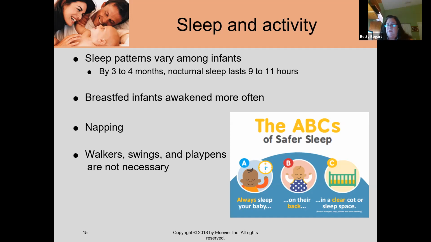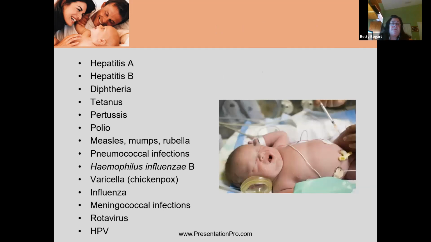Children do take naps, and this is controversial for students, even for me. Walker swings and playpens are not necessary, but I think we've all used them. I think we've all put them in the swing when they're fussy, just to give a motion for comforting. But according to the book, they don't really need it.